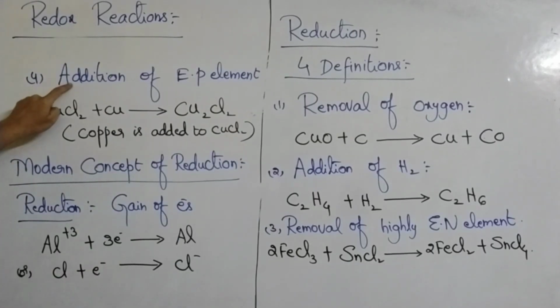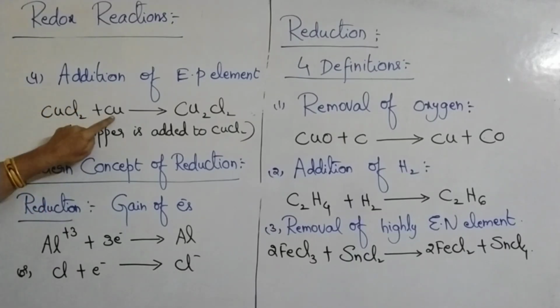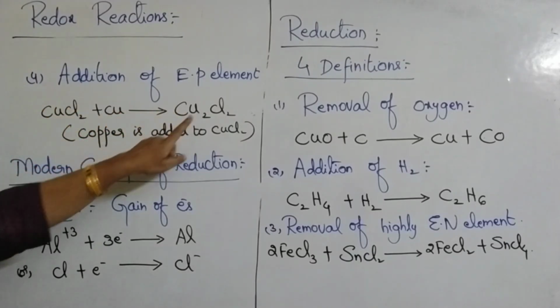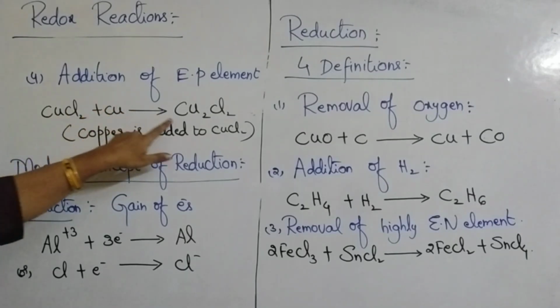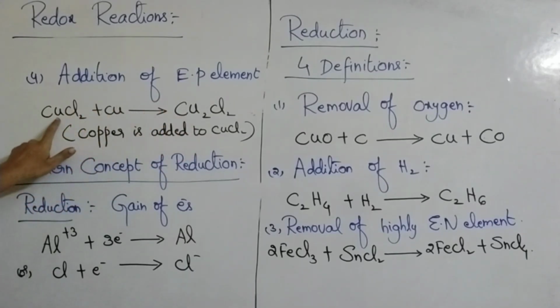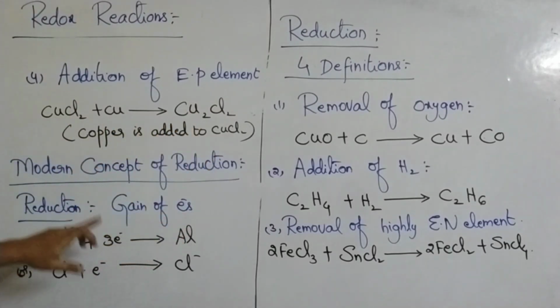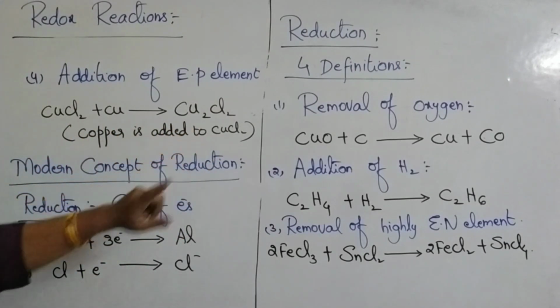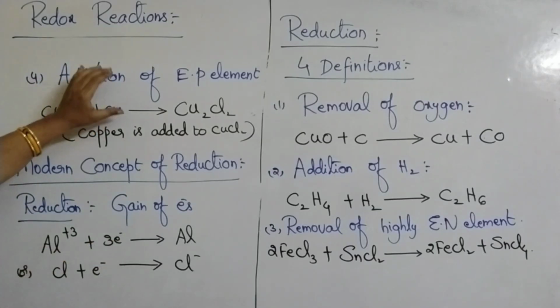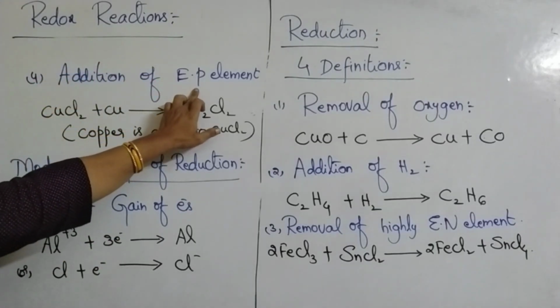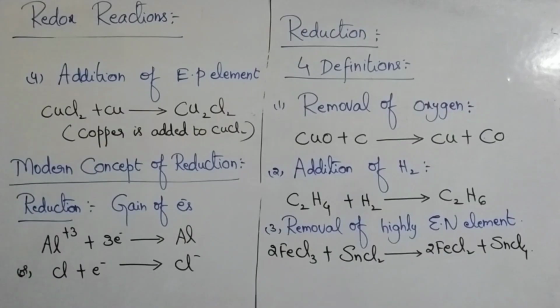Next, look at this: addition of an electropositive element is also called reduction. Here, if you take the example, CuCl2 plus Cu gives rise to Cu2Cl2. CuCl2 is cupric chloride, and Cu2Cl2 is cuprous chloride. Copper is added to CuCl2. That's why it's an addition of a highly electropositive element. EP means electropositive element.